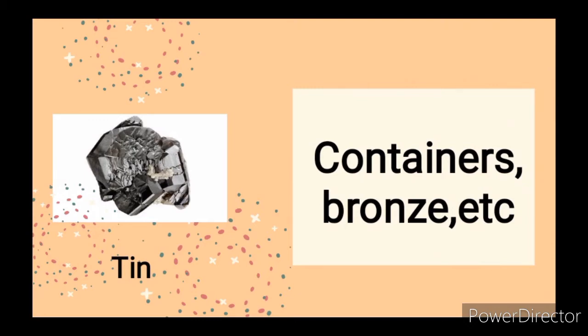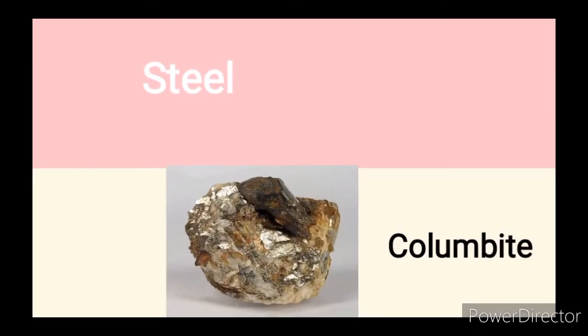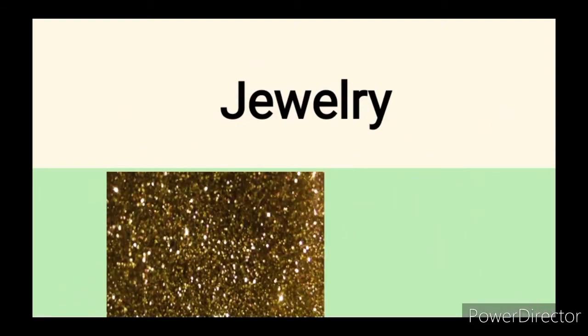Okay, now the next mineral resource we have here is columbite. Columbite is used to make steel. Columbite can be found in Bauchi, Plateau, Kanu, Kaduna, Kogi, and Nasarawa. Okay, those are the places where we can find columbite.